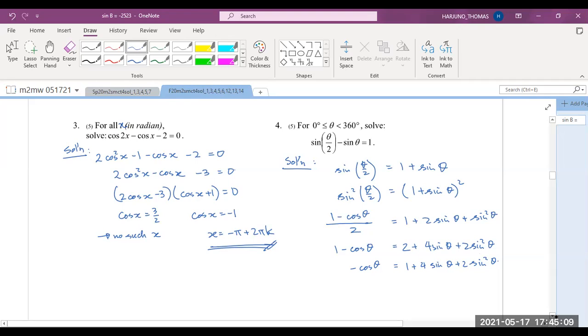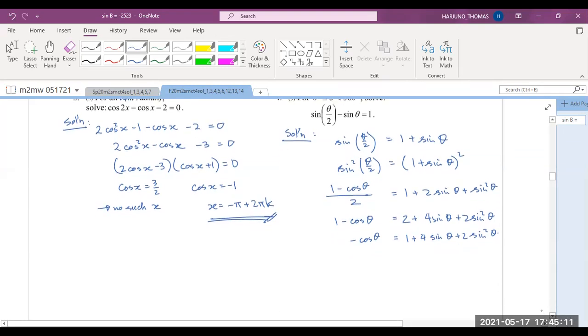Hey, I have this equation. How do we solve this? Use the unit circle. Let x, y equal cosine theta, sine theta. Okay, so negative x equals 1 plus 4y plus 2y squared. At the same time, we also know that x squared plus y squared equals 1.